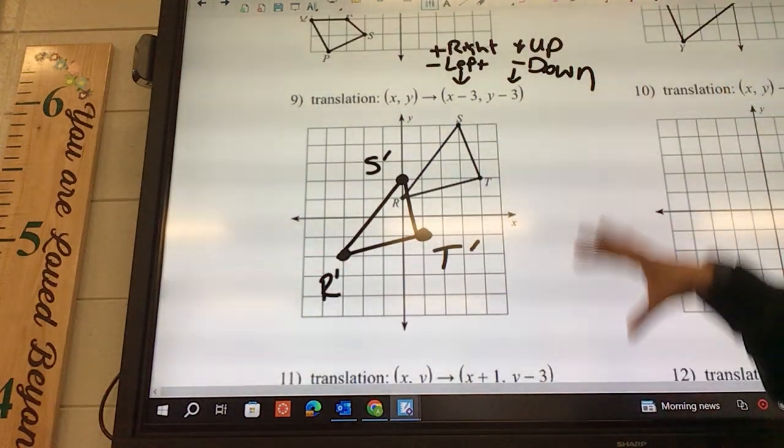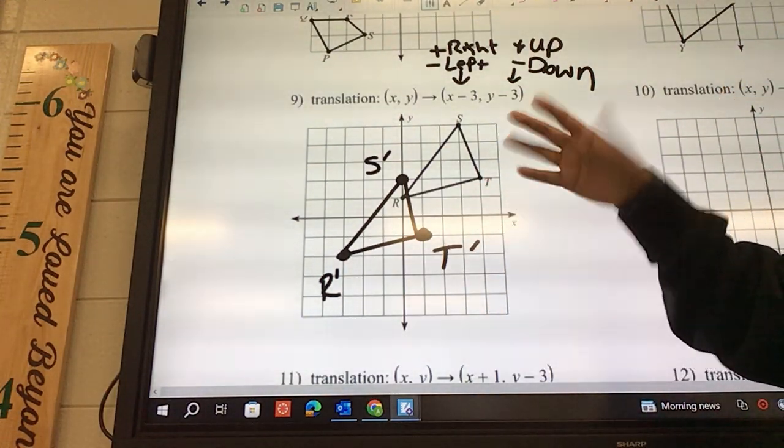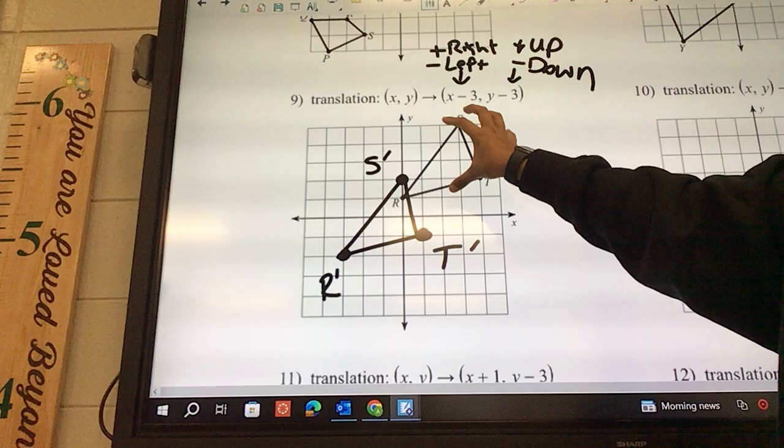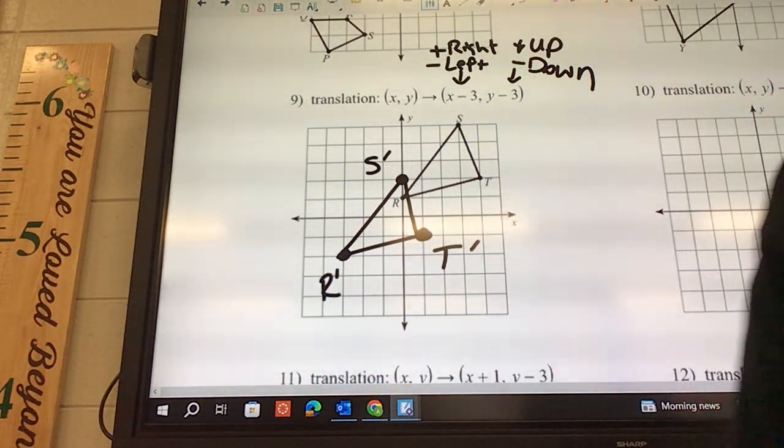Okay, so again, we can see this is exactly the same shape. Okay, no changes have been made. It's just took it and shifted it on the paper.